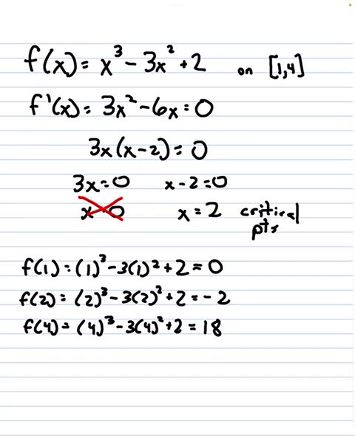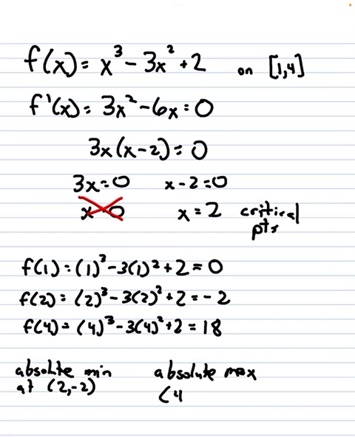So here, our lowest number, when we graph this, we're going to have an absolute minimum at 2 and -2. That's going to be our lowest point. And we're going to have an absolute maximum at 4 and 18.